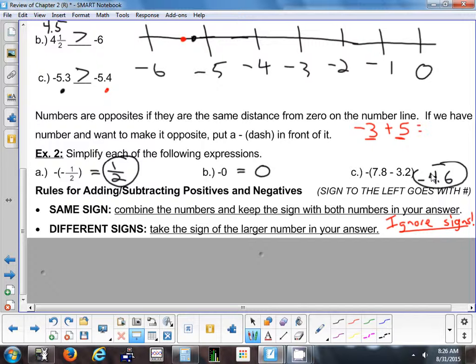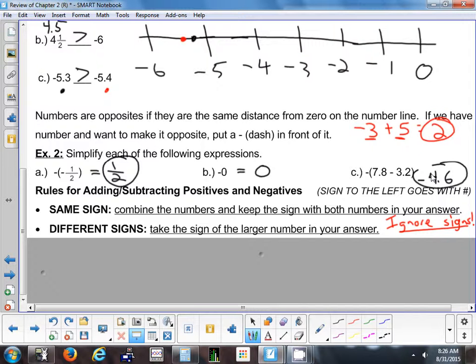What I like to do, and this might screw some people up, is if I have something like this with the negative first, I read it backwards because it makes more sense. Rather than negative 3 plus 5, I'll read it backwards. I'll say 5 minus 3. Ryan, when I do 5 minus 3, what do I get? Positive 2. There you go.